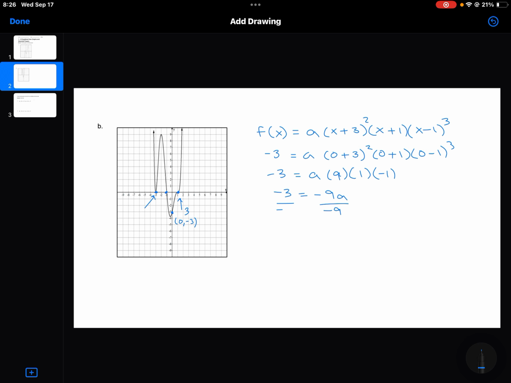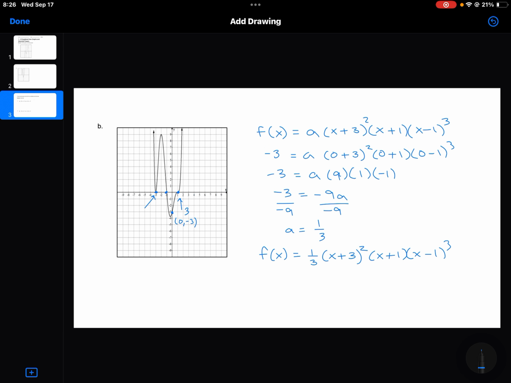I'm going to divide both sides by the coefficient in front of the a, which leaves me with a equals 1/3. It is positive, which makes sense. The ends of my function are going up. And then I can state my function, including the a value, the roots, and their correct multiplicities.